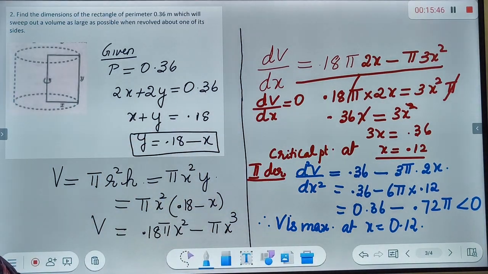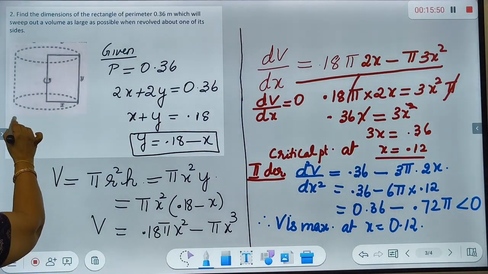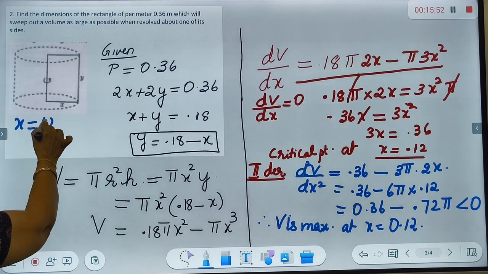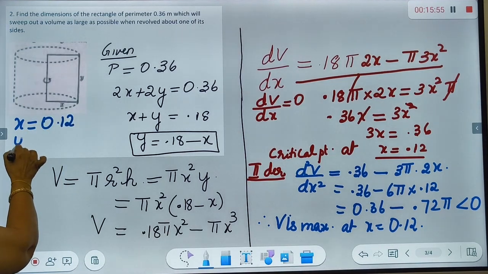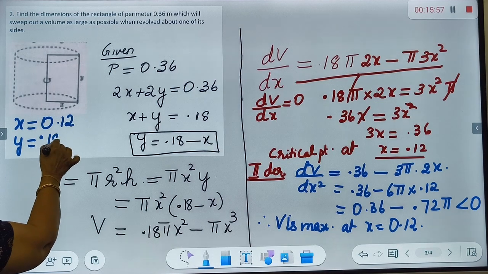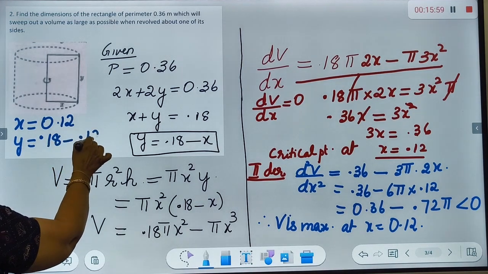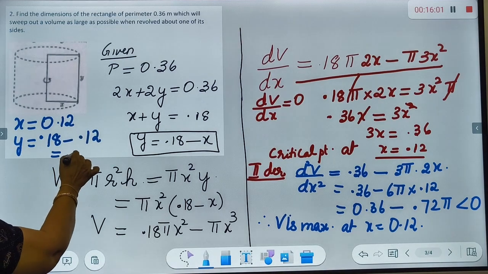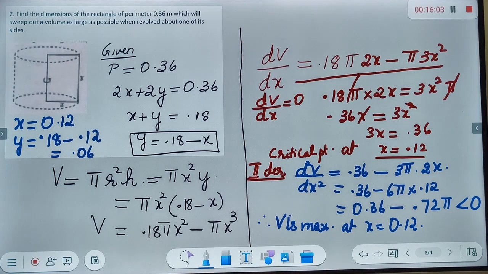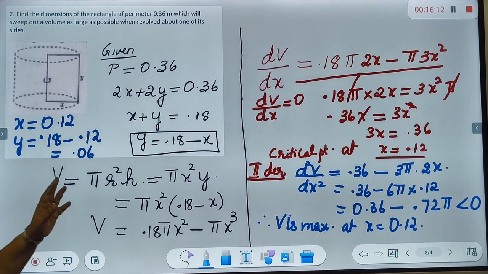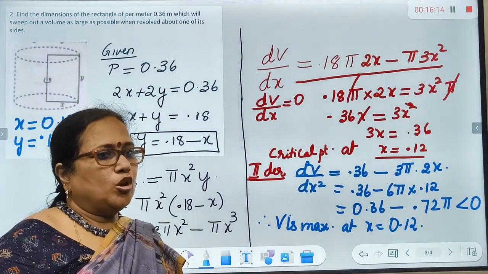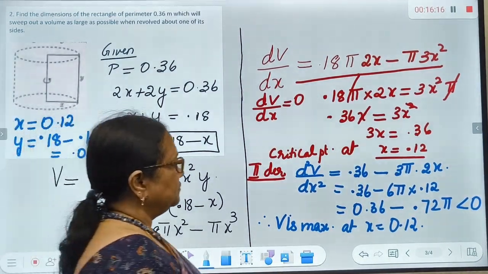So when x is 0.12, find the dimensions of the rectangle. The dimensions are x equal to 0.12, and y will be 0.18 minus x, 0.18 minus 0.12, which is 0.06. So for these values of x and y, the volume is maximum.